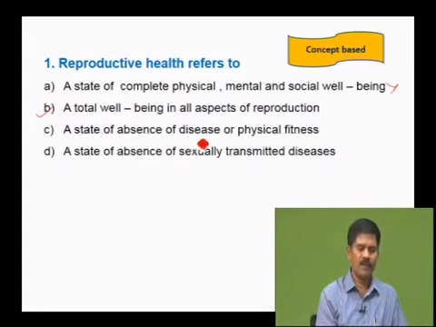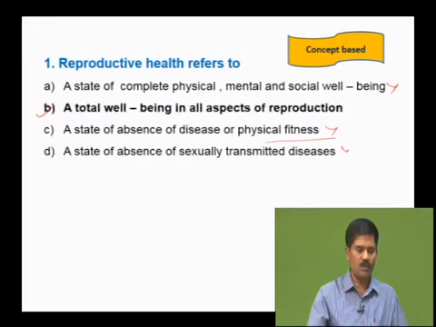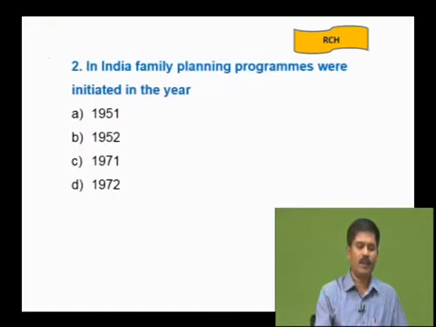A state of absence of disease or physical fitness is not applicable to this question. And a state of absence of sexually transmitted disease is also not applicable. So therefore the right option is B. In India, family planning programs were initiated in the year, it's a direct question, 1951 at the national level in India.